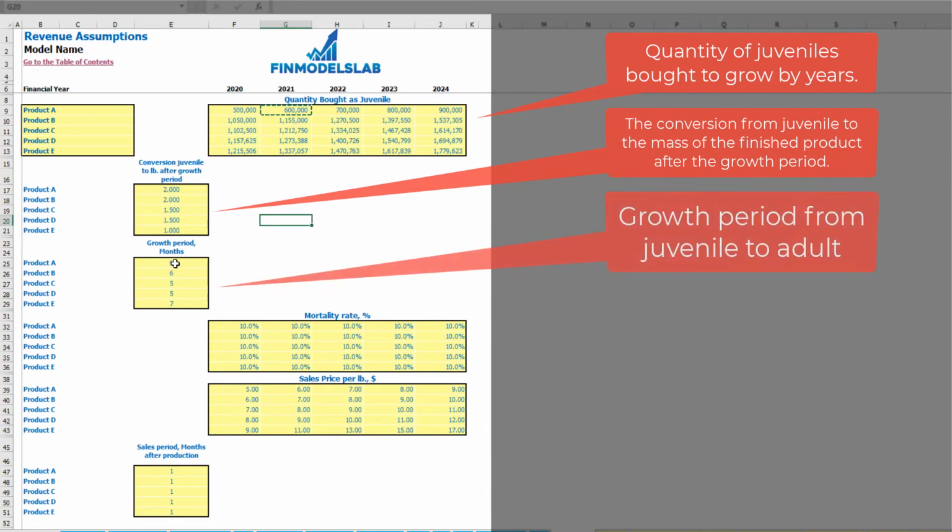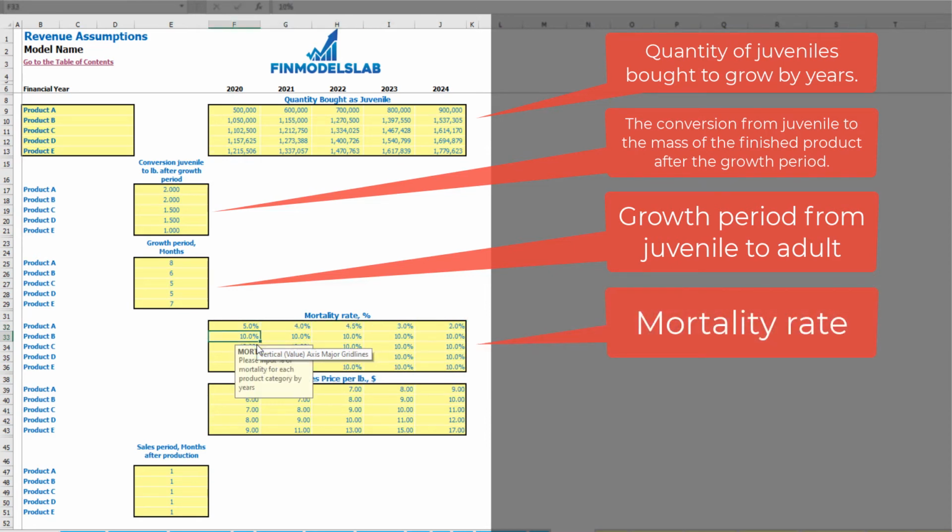Then you should input the growth period, means that starting from juvenile to the final production there will be 6 months, for example. This is also changeable to 3 or 8, any amount of months you need to grow your juveniles. Obviously you'll have the mortality rate. For example, for product A it can be 5%, 4, 4.5, 3 and 2. The same idea for another 4 products.